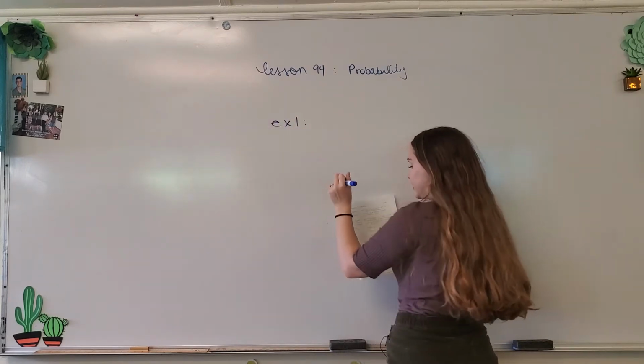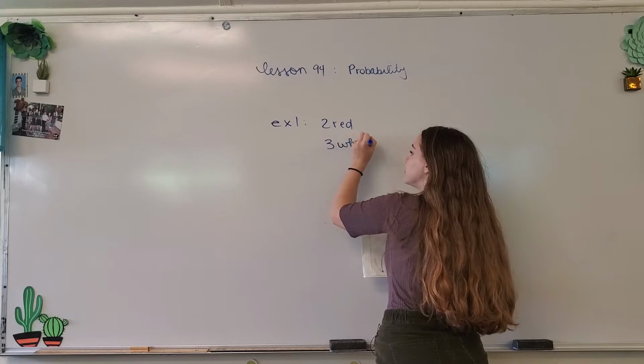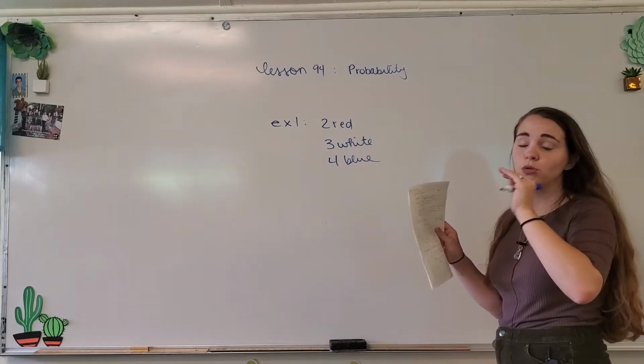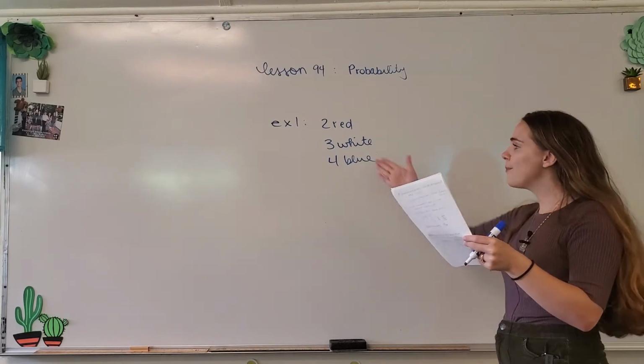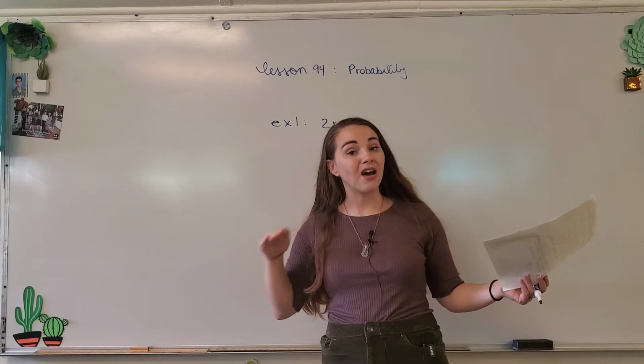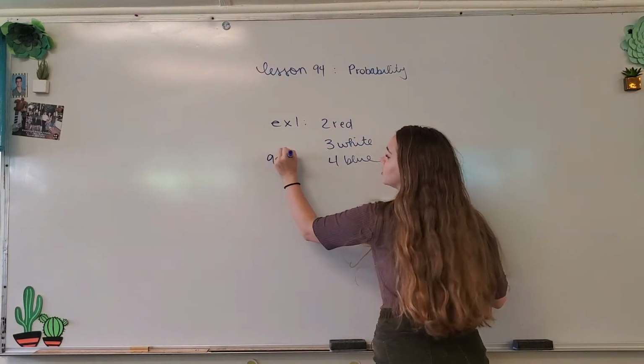Example 1 says there are 2 red, 3 white, and 4 blue marbles. Okay, so this is like super patriotic. So how many total marbles are here? Because remember with probability, the total goes on the bottom. So you have to know the total, which is 9. I'm just gonna put 9 total here.